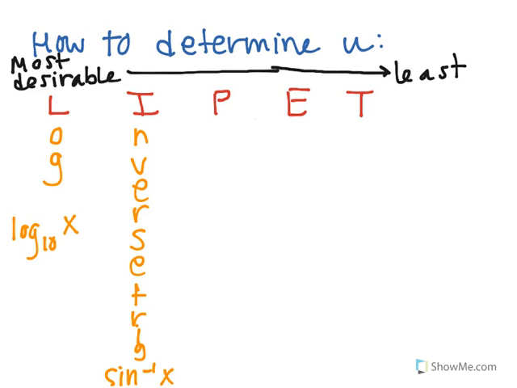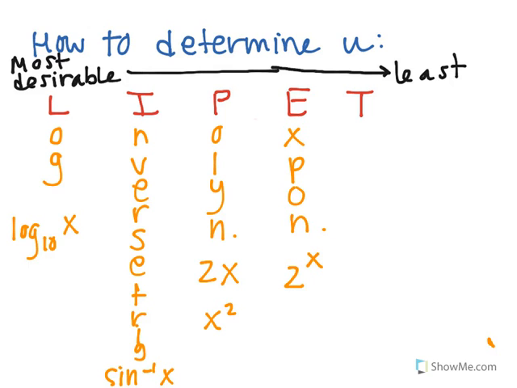P will be polynomial, like 2x or x squared. Just examples. E is exponential, and that example is like 2 to the x. And then T will be trig, so just basic trigonometry like sine x, cosine x. That kind of thing.